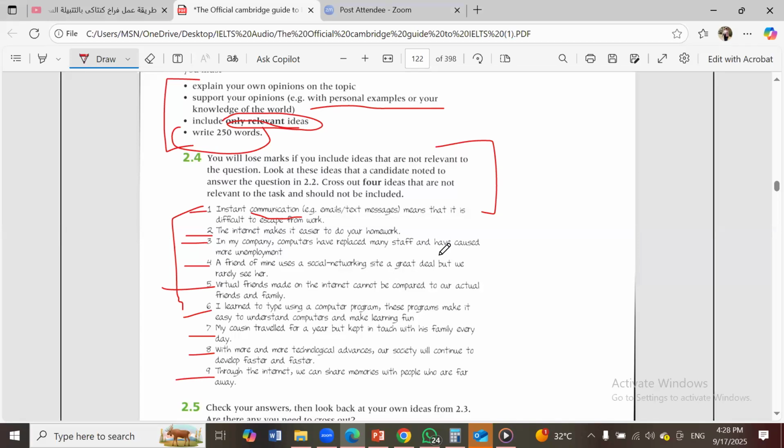Can I read the last one? Okay, go. Through the internet, we can share memories with the people who are far away. It's an example, I think. No, it's a discussion. An example is of your personal life, like: once I faced a situation in which this happened or took place. No, it's discussion. Okay.